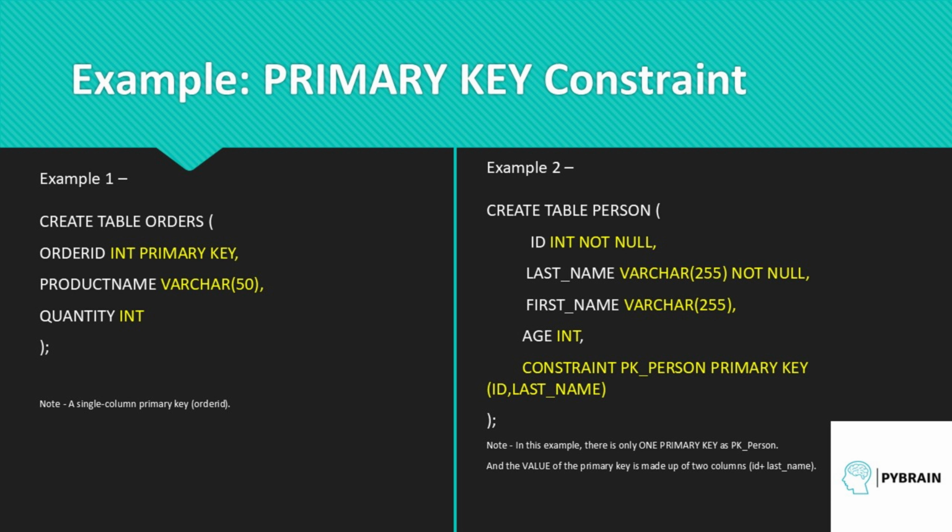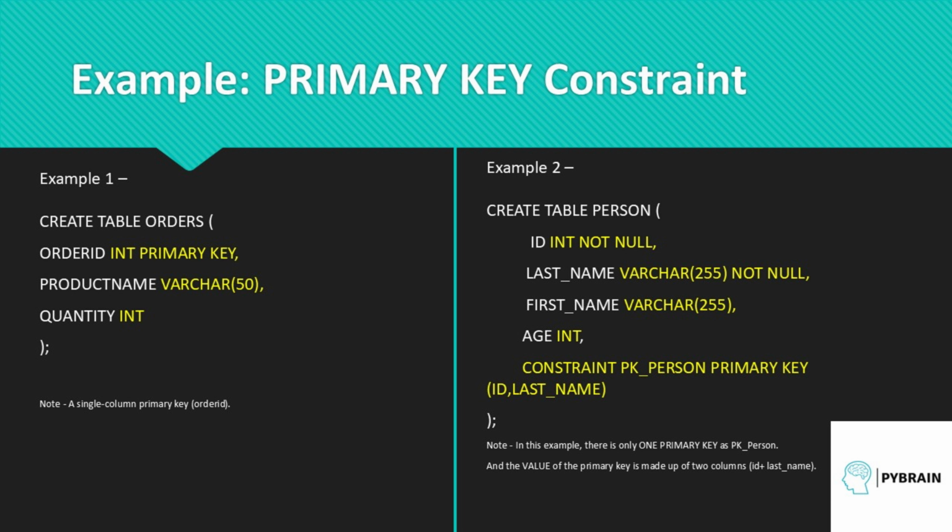Now, let's take a look at an example where we use a composite primary key. It's made up of two columns. In this table, ID and last name together form the primary key. No two records can have the same combination of ID and last name. Note: if you try to insert a record with a duplicate primary key, for example, the same ID and last name, SQL won't allow it because the primary key enforces uniqueness.